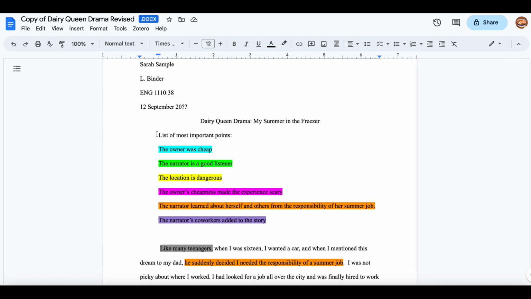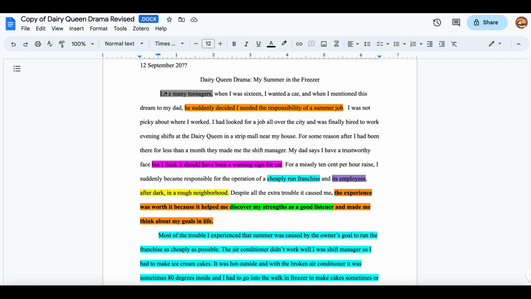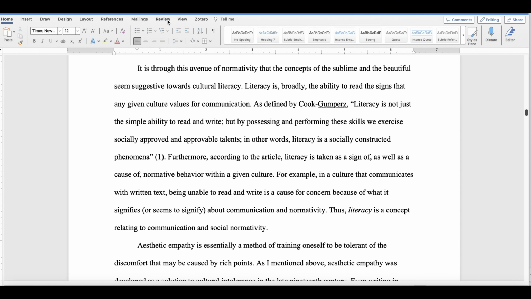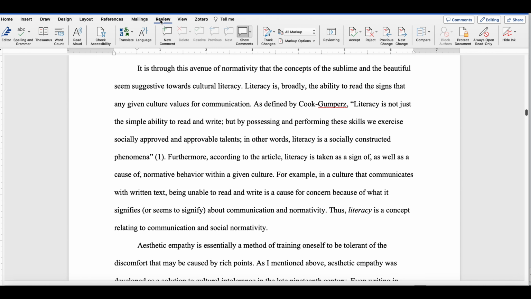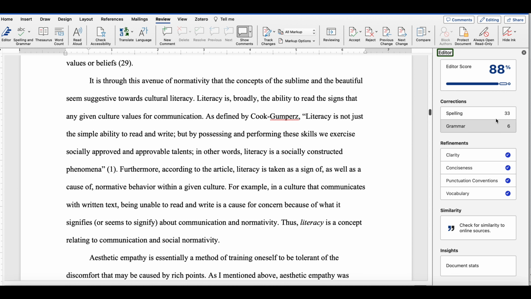So putting that work in yourself will make it so that the feedback you get is even more meaningful. So be sure to run your grammar check. And in Microsoft Word, it's in the edit function. So you would go to review and hit edit, and it'll give you, this is a different paper, but it'll give you all kinds of statistics about spelling errors and your grammar errors and all kinds of stuff. It'll let you know if there's similarities.